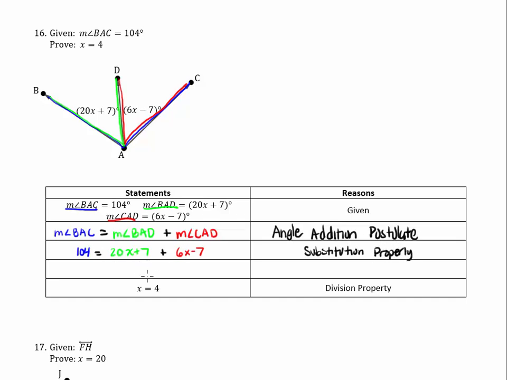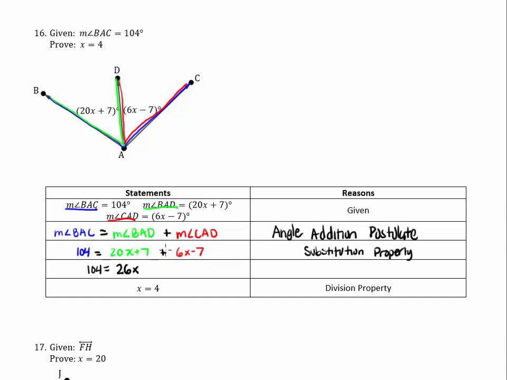All right, so now let us do some combining like terms. Let's simplify this thing up a little bit. On the left, there's nothing I can really do, so that's still 104. On the right, though, I've got 20x plus 6x. That's 26x. I've got a positive 7, subtract 7. That's 0. They just go away.